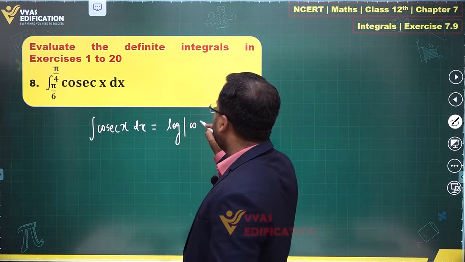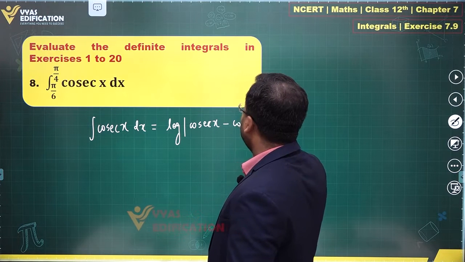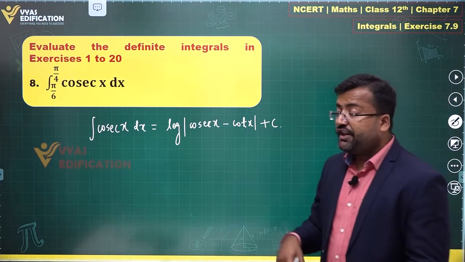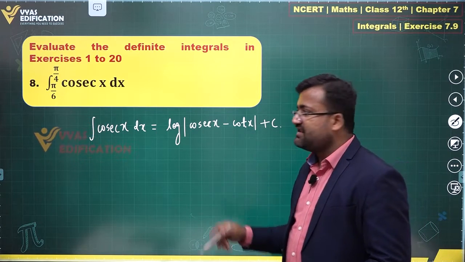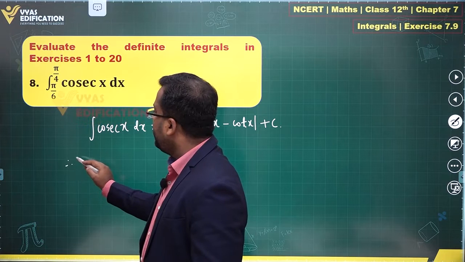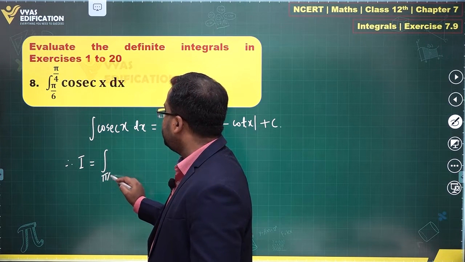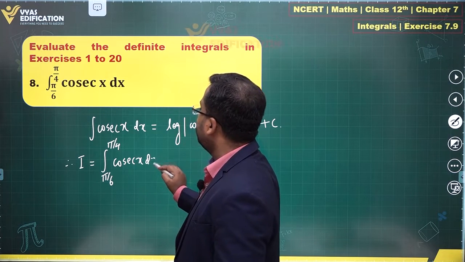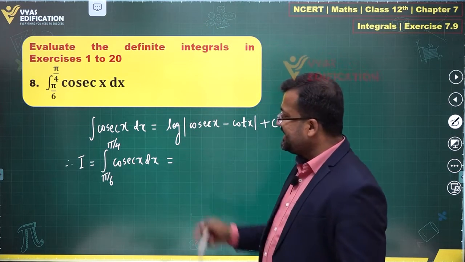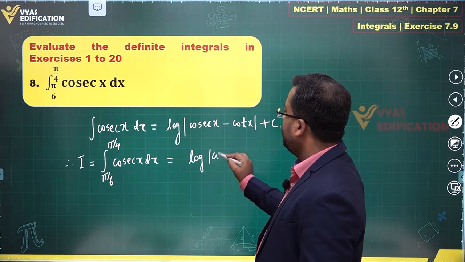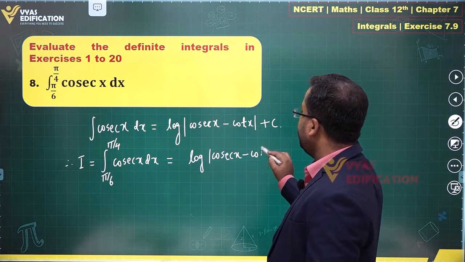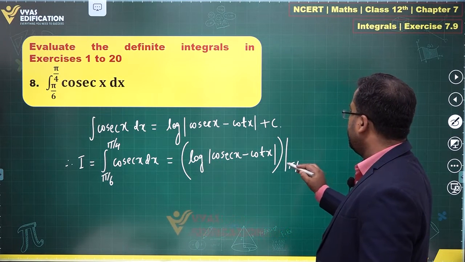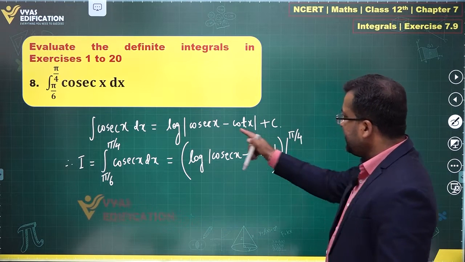Log mod cosec x minus cot x, plus constant of integration. This is the formula, right? Integral of sec x is log mod sec x plus tan x, and this is cosec x minus cot x. Therefore I, which is equal to integral from pi by 6 to pi by 4 of cosec x dx, will become equal to, substitute the limits in this, log mod cosec x minus cot x from pi by 6 to pi by 4.